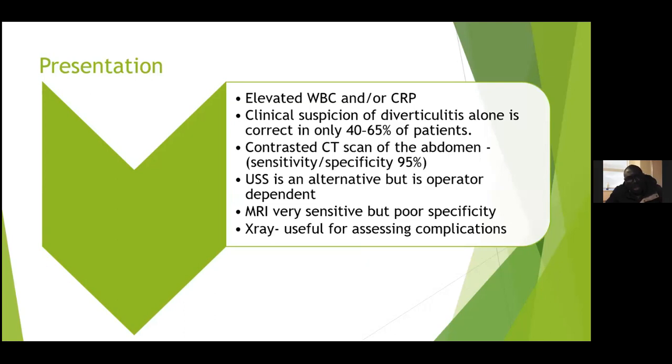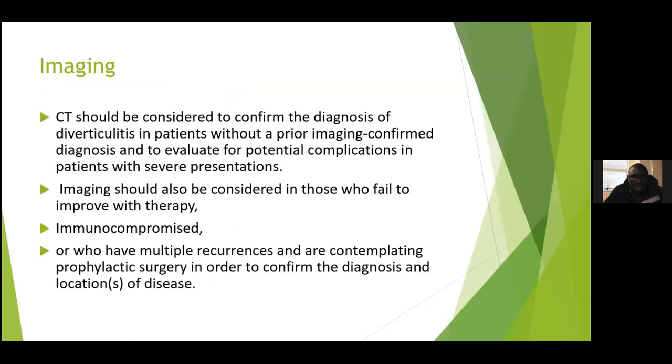And despite that, clinical suspicion alone will give you about 40 to 65% of the cases. Therefore, if you only base on that, you might still miss quite a number of them. But if you add a CT scan, you will be able to pick up most of them. You can also use an ultrasound scan, but that is operator dependent, so the risk of missing or misdiagnosis becomes higher. MRI can also be used, but it is poorly specific, even though it is very sensitive. And you can do an X-ray mostly when you want to exclude a perforation in these patients.